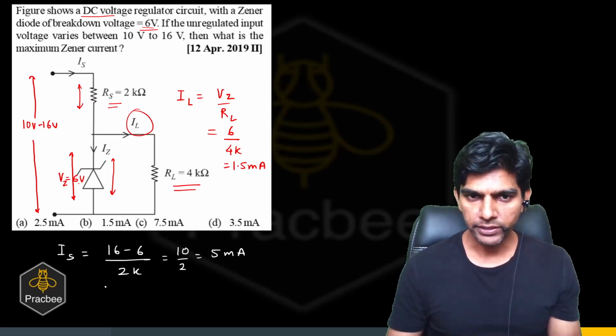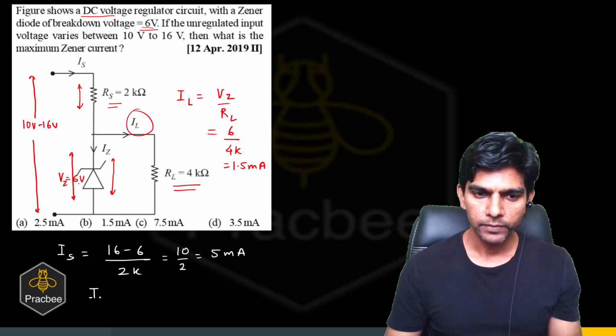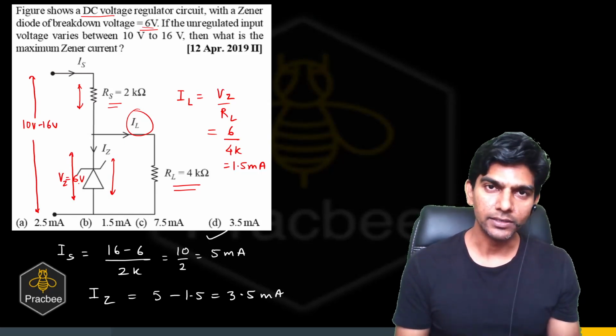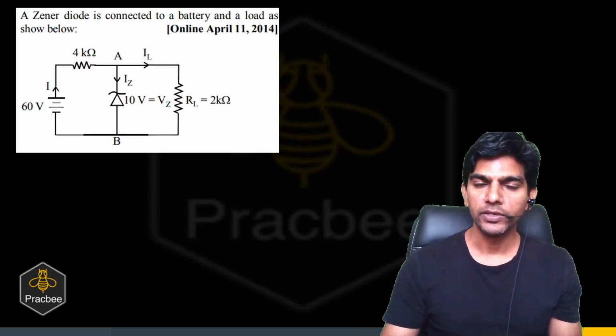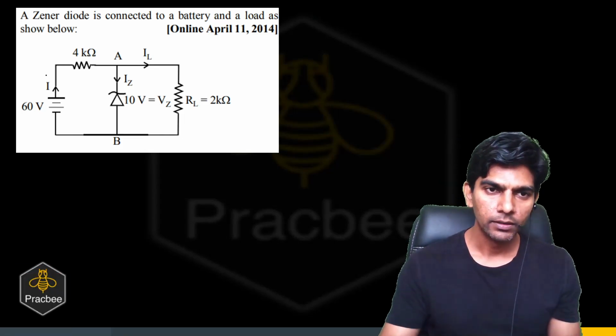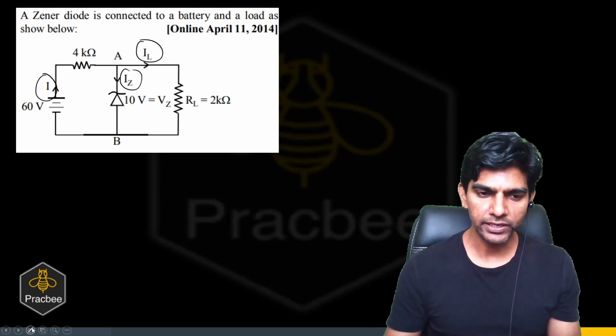Now we know the input current and we know the load current. So the Zener current will be the difference of these two currents, 5 minus 1.5. That comes out to be 3.5 milliamperes. So option D is the right answer. Now let us see one more illustration. In this question, we have to find the input current, the load current and the Zener current. Again, it is quite similar to the last question.